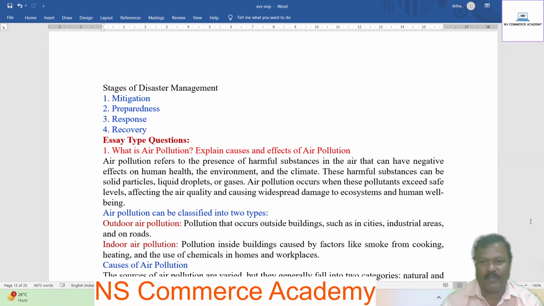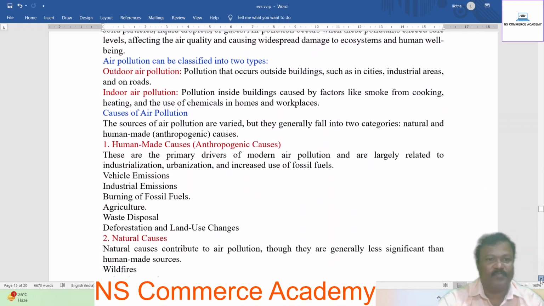and harm human well-being. Air pollution can be classified into two types: outdoor air pollution and indoor air pollution. Outdoor air pollution occurs outside the buildings, such as in cities, industrial areas, and on roads. Indoor air pollution occurs inside buildings, caused by factors like smoke from cooking, heating, and the use of chemicals in homes and workplaces.